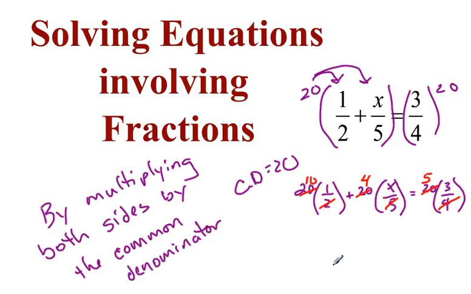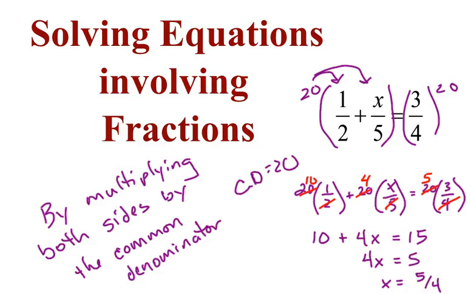So the whole point of multiplying by 20 was to cancel out every denominator. And now you'll see that we have 10, because 10 times 1 is 10, plus 4x. Here we multiplied 4 times x. And here we have 5 times 3 equals 15. And now we have a nice simple equation. We went from this equation with fractions down to this one. We can subtract 10, 4x equals 5, and we have our answer, x equals 5 over 4.